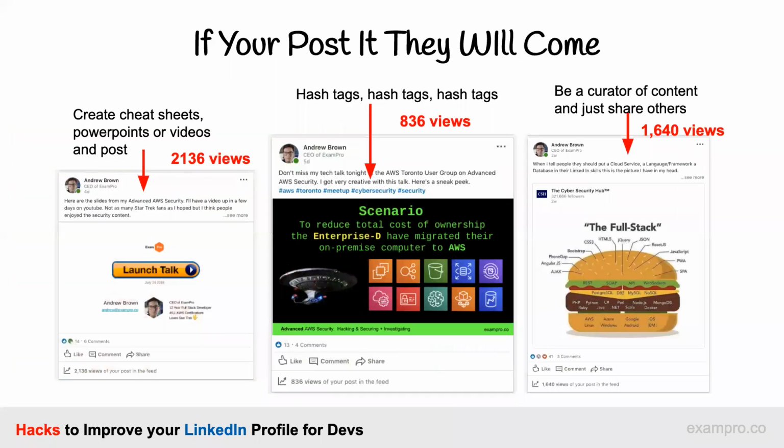So the thing is that if you aren't a content creator, it's very hard for you to make original content, you don't have time, then at the very least you can share content. So like one feed I follow is the Cybersecurity Hub, and they have this, it's not really related to security, but it was just a really cool one where they show the full stack represented as a hamburger on the right-hand side. And you can see just me sharing content has more views than me actually producing new content. But I just like making content, so I do that.